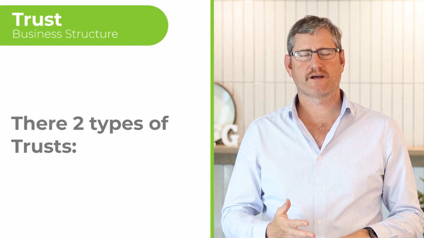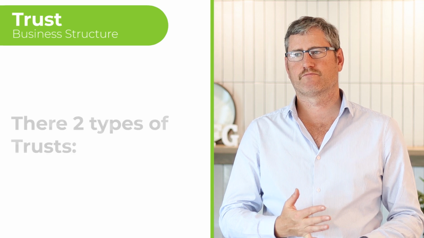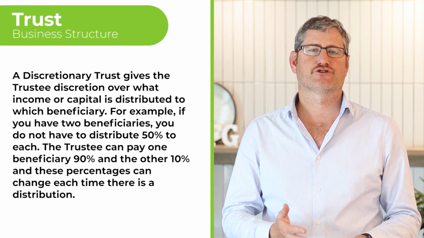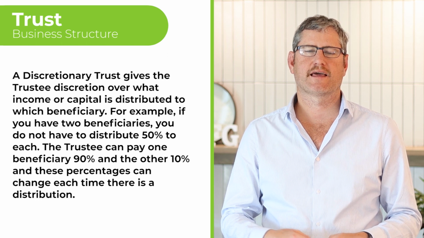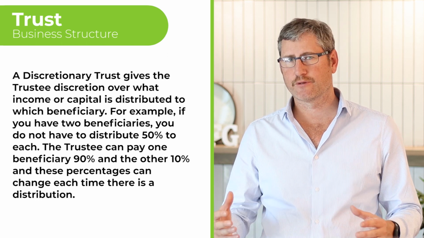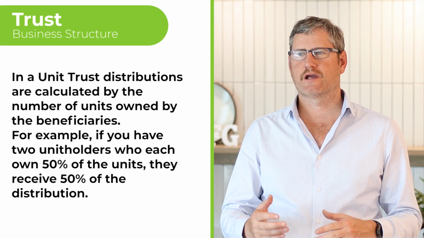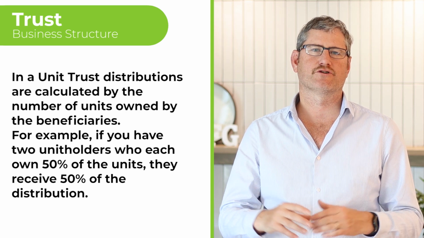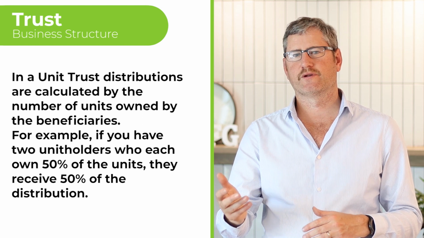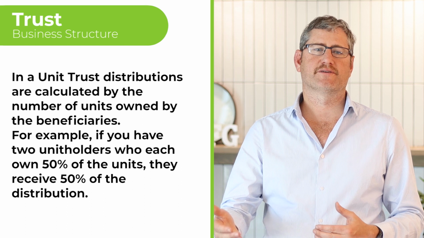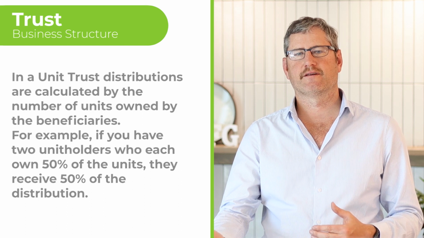There's two types of trust. There's a discretionary trust, which by the word itself means that the trustee has discretion as to who receives the capital and income within the family group. And the second type's a unit trust, which has a lockdown fixed percentage of units held, which determines the percentage of capital and income. So if you own 50% of the units, you would get 50% of the income.